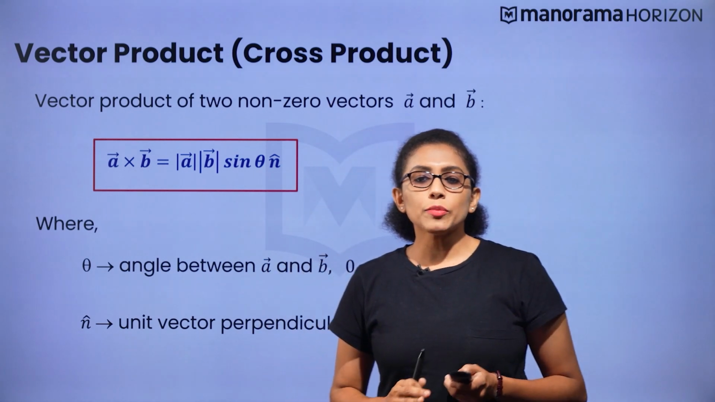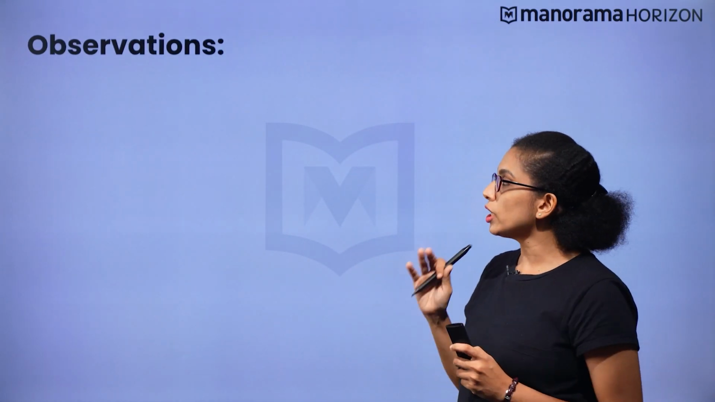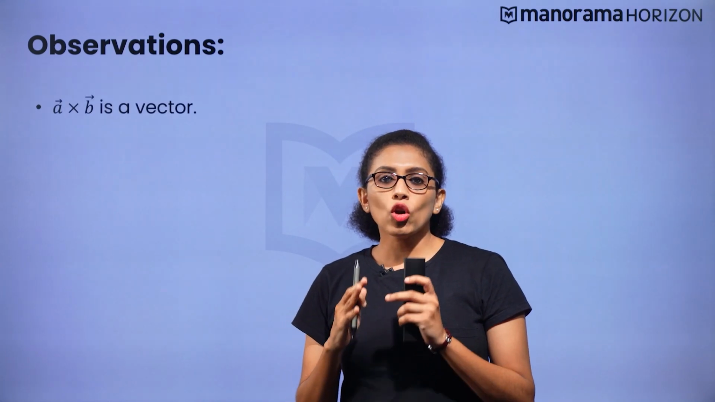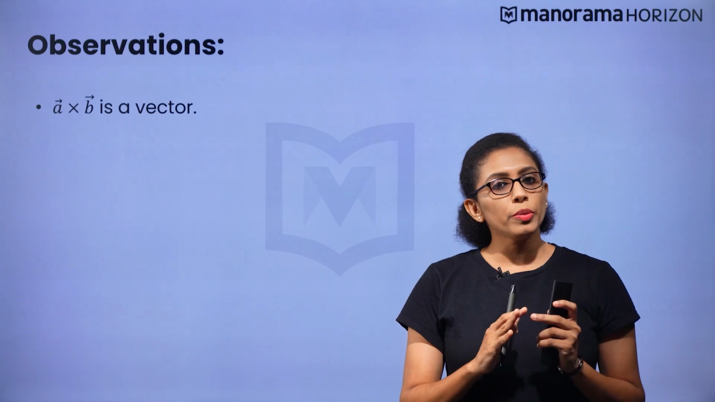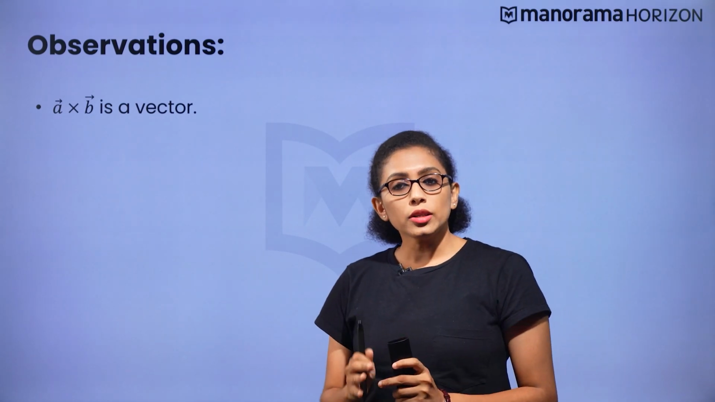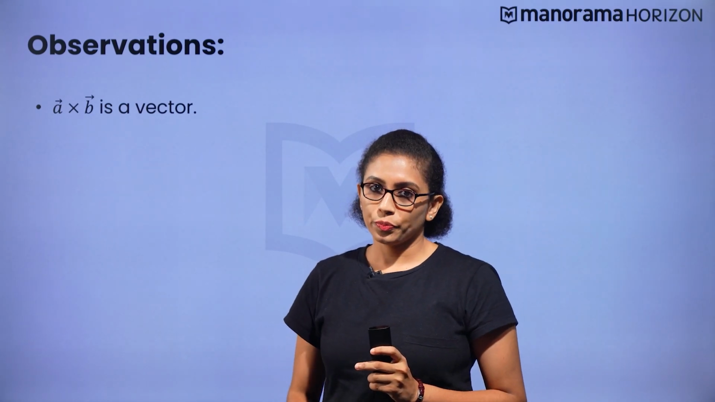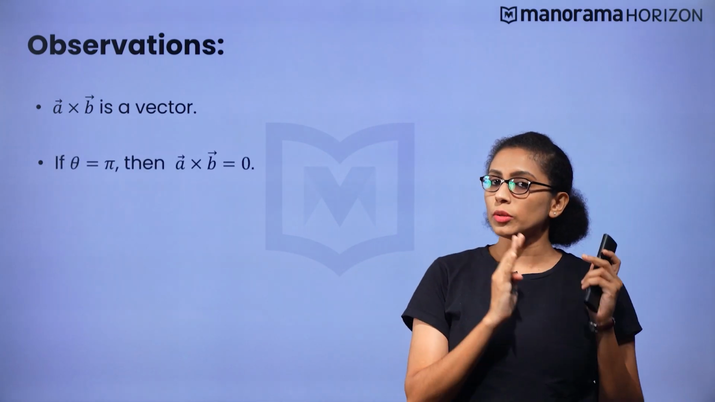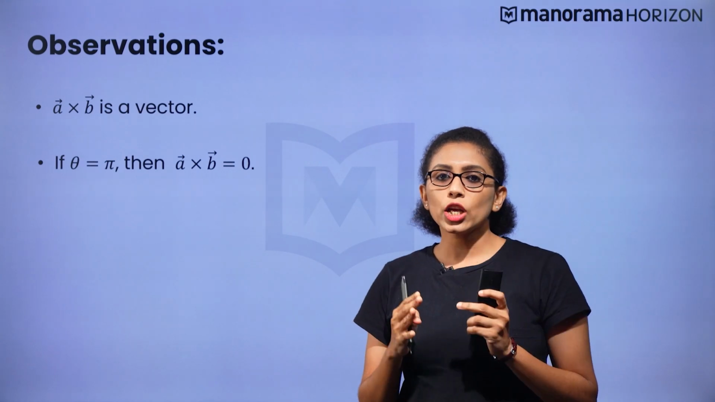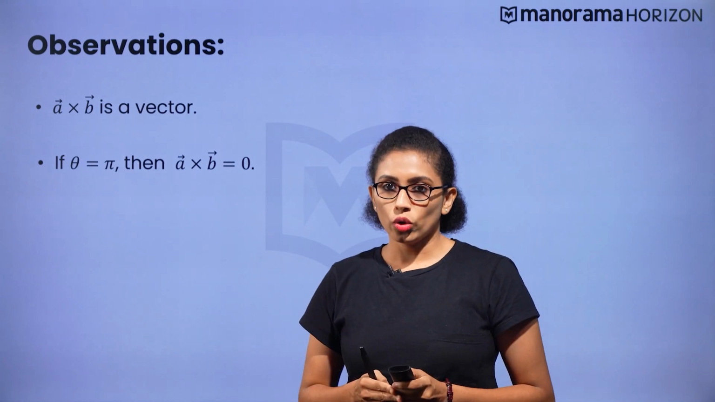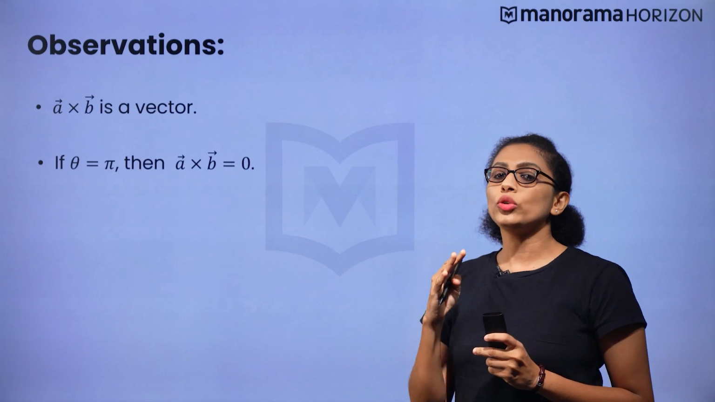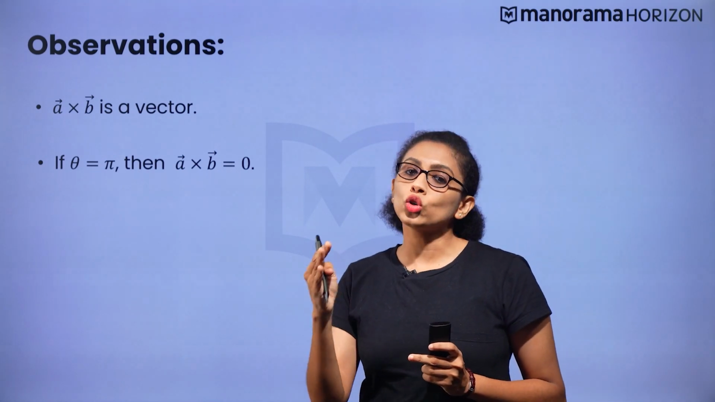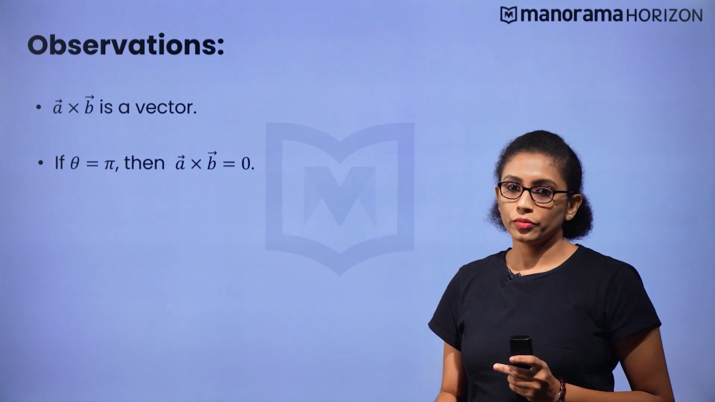Now, let's see some observations related to the cross product. The cross product A cross B is also a vector, which means we get a number along with a direction. Now, what happens when theta is equal to pi? The value of sine theta will be 0, so vector A cross vector B will be 0. And when the cross product of two vectors is 0, then the vectors are parallel or collinear to each other.